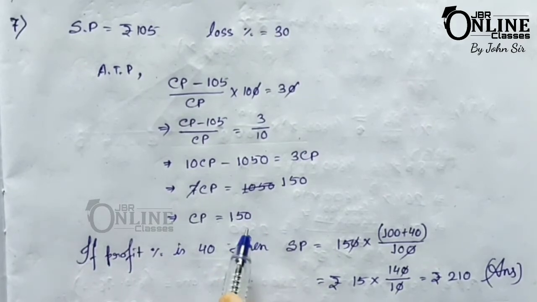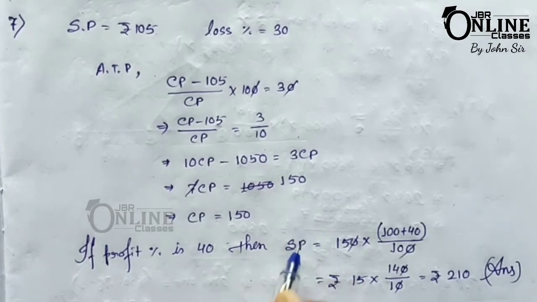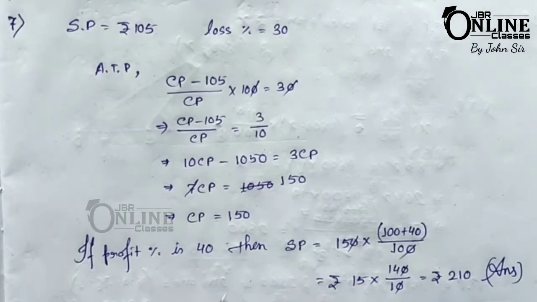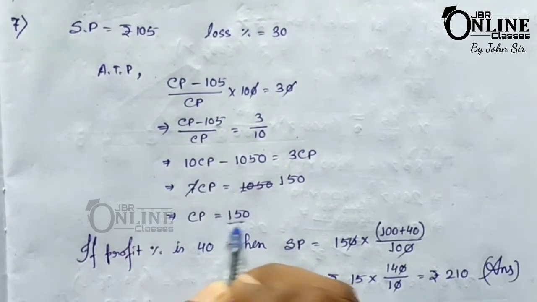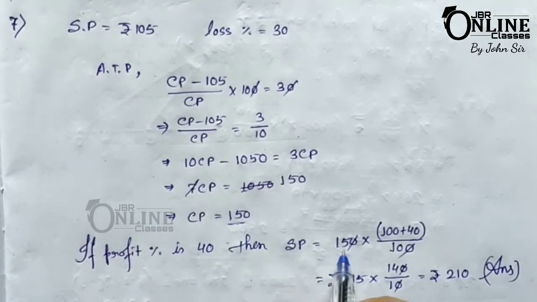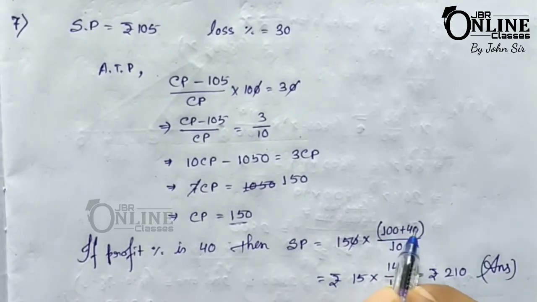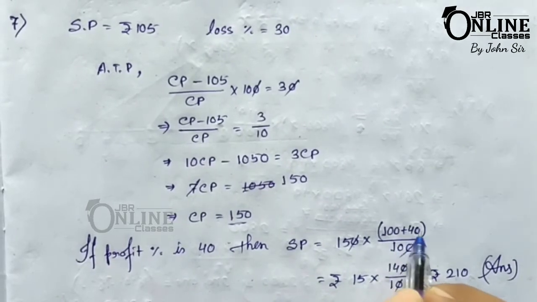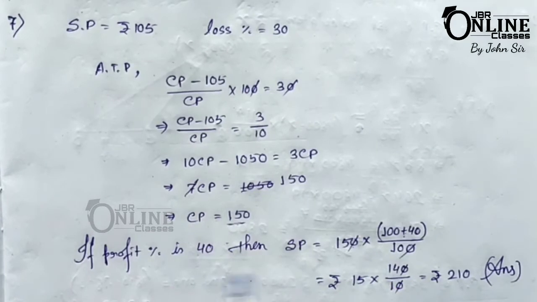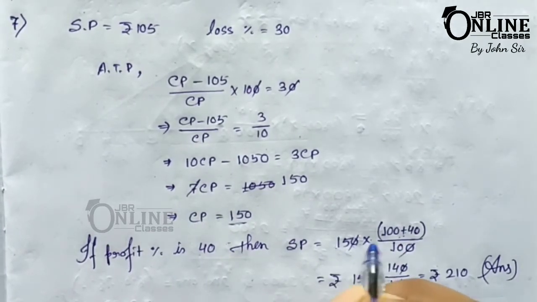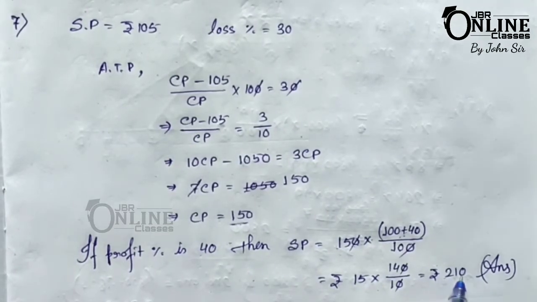Now you have to find out how much he should sell it for to gain 40%. So to gain 40%, that means we have to apply the profit 40% on this CP. So here CP equals 150. So here 150 into 100 plus 40, because that is 40% profit. If it is 40% loss, then 100 minus 40. For profit just add, for loss just subtract. So 150 into (100 plus 40) by 100, and that equals 210. So 210 is the final answer.